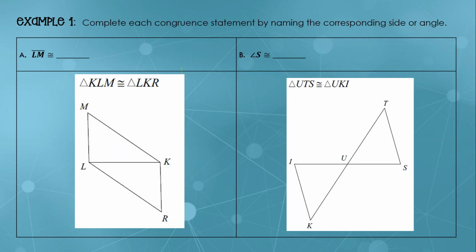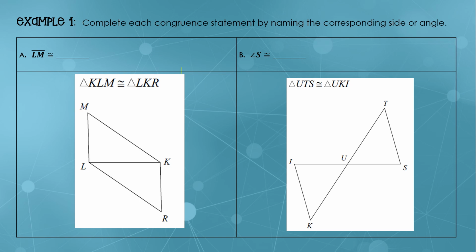So we're just going to go through some pictures, and we're going to start by deciding what piece is congruent to what I give you, whether it's a side or an angle, just based on the congruent statement. So for A, we're looking for what is congruent to segment LM. So first of all, don't write an angle. If I give you an angle, it can only be congruent to an angle. If I give you a segment, it can only be congruent to a segment.